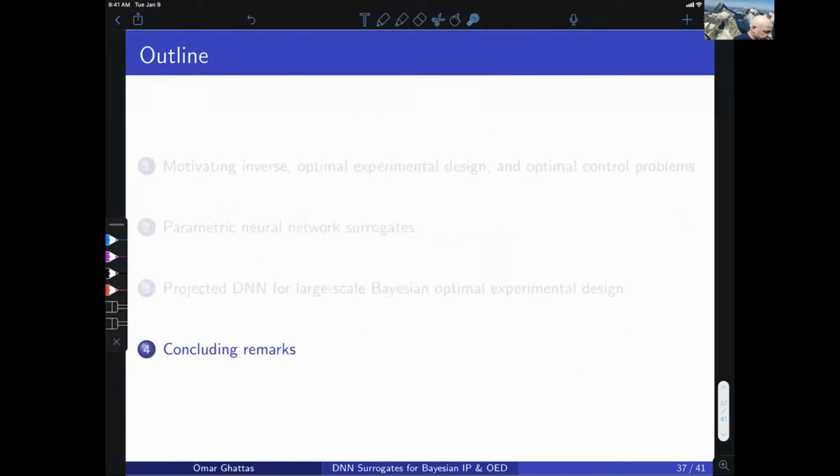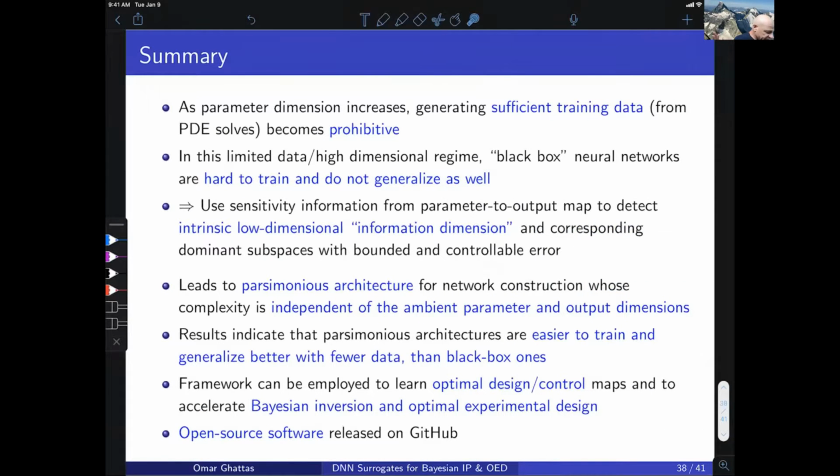Okay, so I'll stop here. This summary, I don't need to go through. It's basically just repeating everything I said, that there is a typically low information dimension that you can capture using a linear subspace first, followed by using a neural network to reduce further. You can think of it as a nonlinear manifold. You end up with a parsimonious network that has fewer weights to train, which means less training data is needed. And this can be used in Bayesian inversion and optimal experimental design.